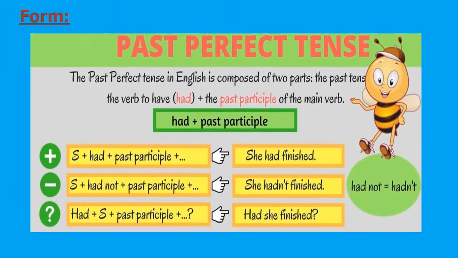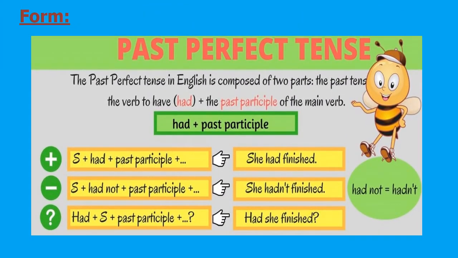What is the form of the past perfect? How can I form a sentence in the past perfect? Okay, the past perfect tense in English is composed of two parts. The past tense, had, the past form of have and has, plus the past participle of the main verb. So the form here is had plus past participle. In an affirmative sentence, the form is subject plus had plus past participle, she had finished.